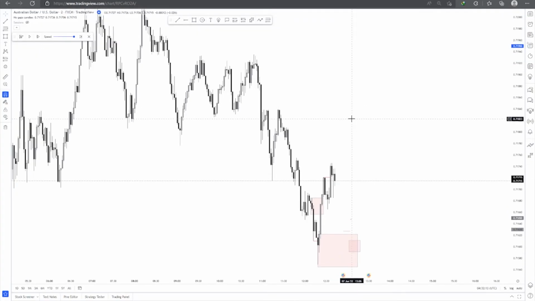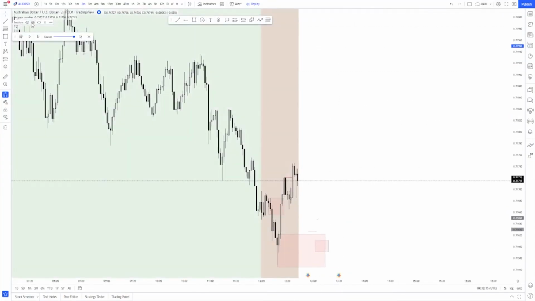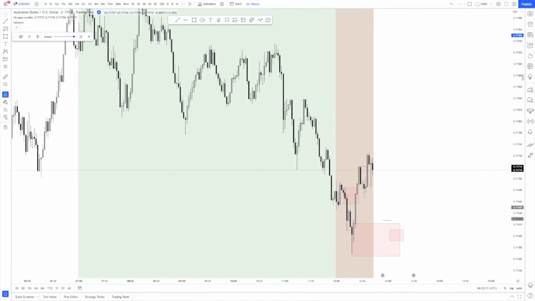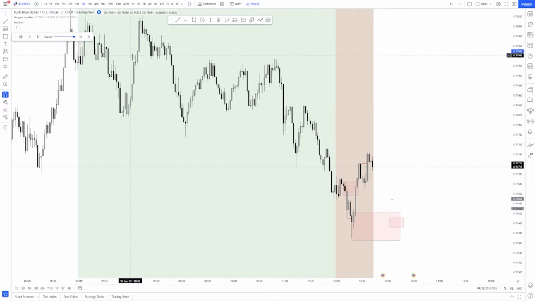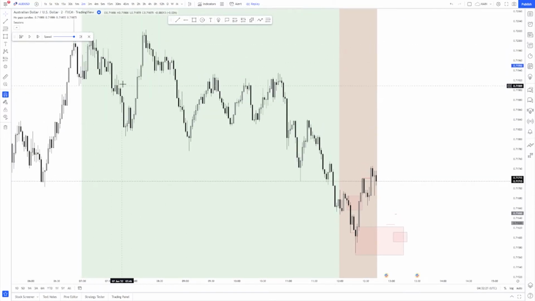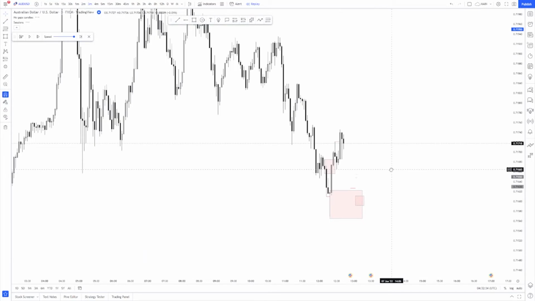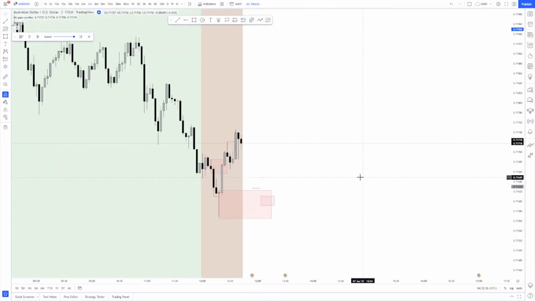Now on AUDUSD, let me turn on the sessions indicator. On AUDUSD, this is the London session, and price was regressively giving us bearish healthy order flows. Now on the 3 minutes was where I noticed a change.